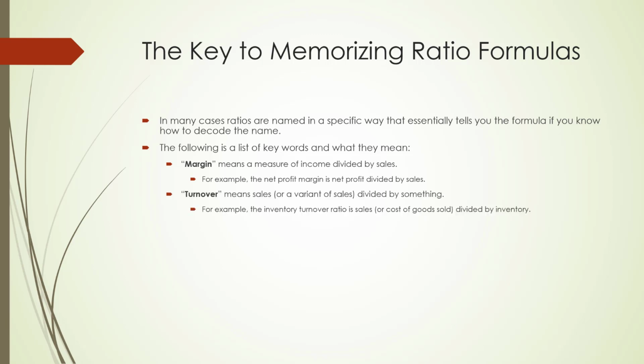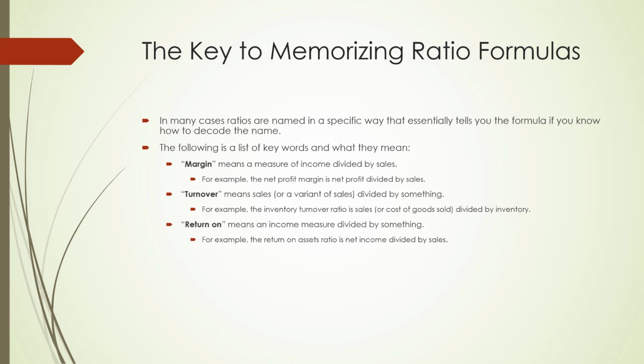Turnover means sales or some variant of sales divided by whatever else is mentioned in the name of the ratio. So for example, the inventory turnover ratio is sales divided by inventory. And actually, when we calculate inventory turnover, we usually use cost of goods sold, not sales. But cost of goods sold and sales measure the same thing. The difference is sales includes the profit margin in it. Cost of goods sold does not. And so cost of goods sold is actually a cleaner comparison to inventory, which is carried on the books at cost rather than at retail.